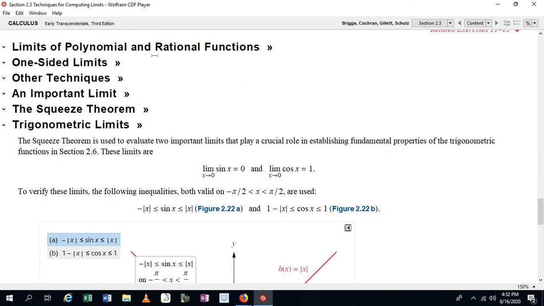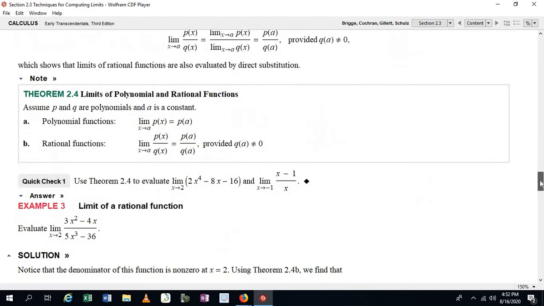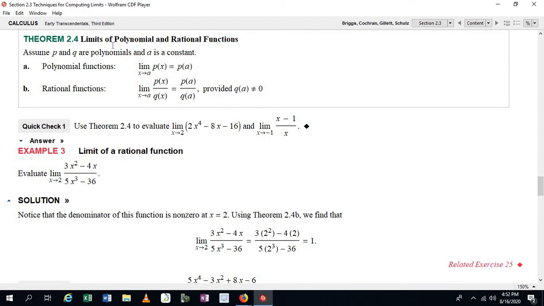Now let's talk about finding the limits of polynomials and rational functions. Theorem 2.4 says that P and Q are polynomials and a is a constant. The limit of P of x as x approaches a is simply P evaluated at a. In other words, if you're trying to find the limit of a polynomial as x approaches a, you can directly substitute a into the polynomial to find that limit. So again, here's another case where direct substitution works when evaluating a limit.